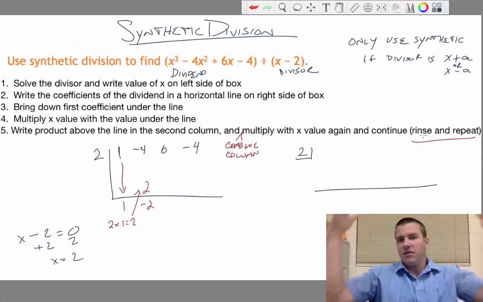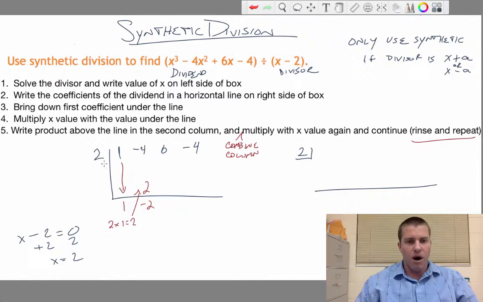I just say rinse and repeat. Do the same thing over again. So I'm multiplying. 2 times -2 is -4. You're combining these to be +2. 2 times 2 is +4. You're combining these to be 0.